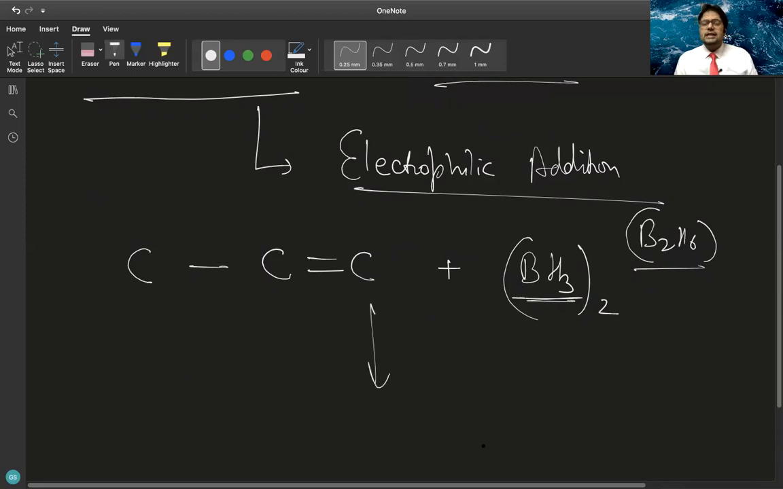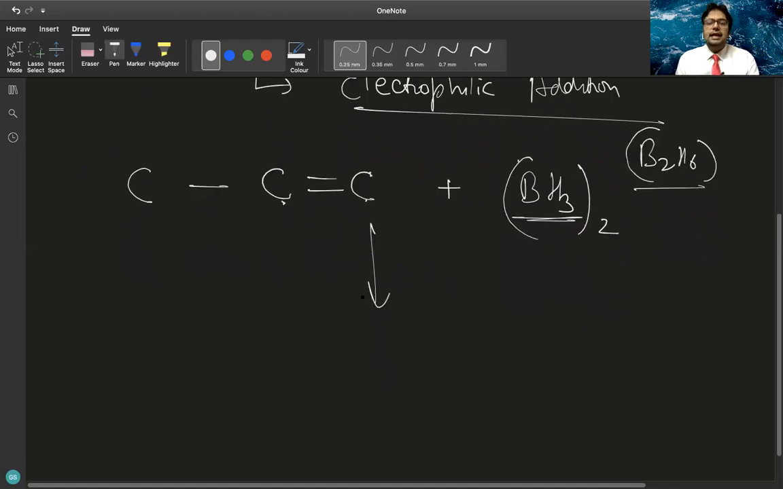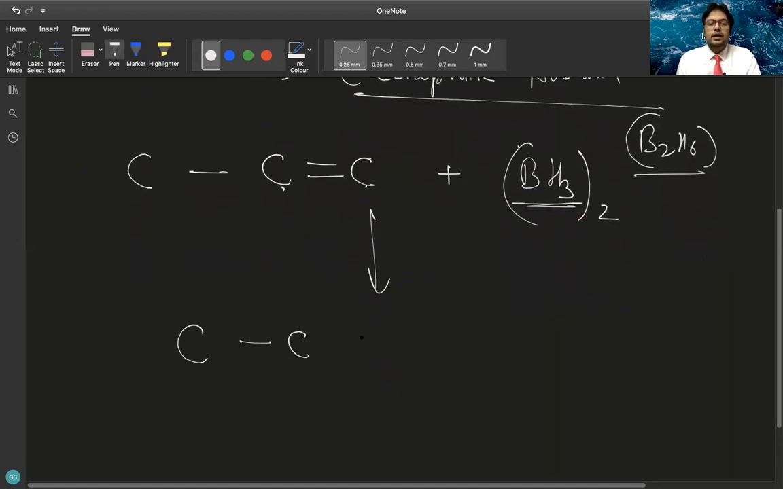Now guys, in BH3, boron is an electron deficient center. If boron is an electron deficient center, like I said, this reaction is electrophilic addition. So that means boron will behave as an electrophile, and boron will attack either on this carbon or on this carbon. Like you know, in case of addition, if it attacks on this carbon, the other will gain a positive charge, and if it attacks on that carbon, this one will gain the positive charge. Based on the stability of the carbocation, the plus on this will be better able to form. So what we can say is that when boron attacks, we will get this.